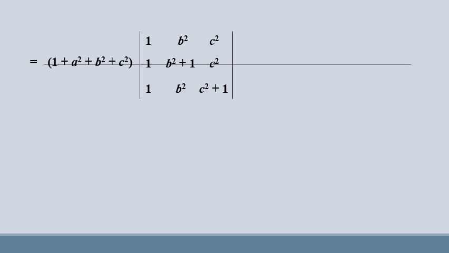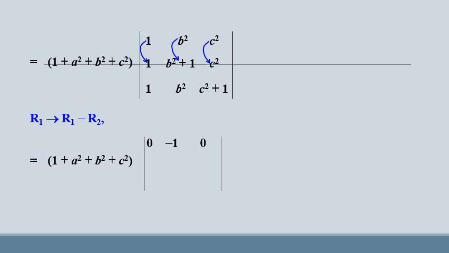So again we will fix the first row as it is. We will simplify the second and third row. So we will apply the property R1 implies R1 minus R2. So we get 1 minus 1 is 0, b square minus b square minus 1, it will be just minus 1, and c square minus c square will be equal to 0.